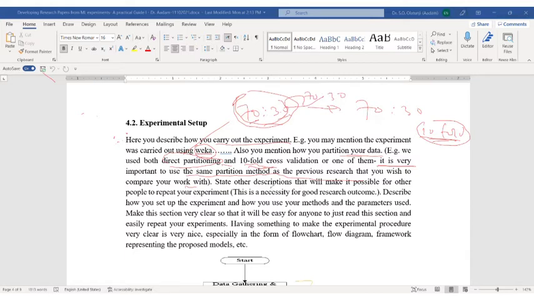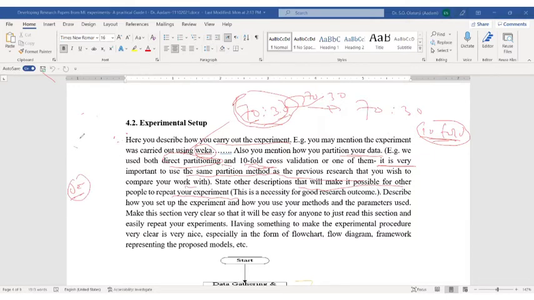Now, I said to state a description that will make it possible for other people to repeat your experiment. This is very important for research outcome. Just sit down and see, is there anything, if you don't tell us in this experimental setup, that someone cannot carry out without talking to you? A common mistake here is for people to start describing how to use Weka. They start, you have to download Weka, you have to install it. No, you don't need to describe that. This is not what we call experimental setup.